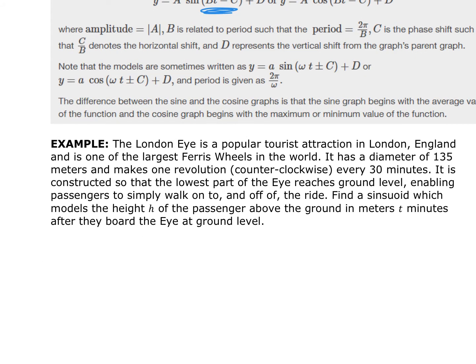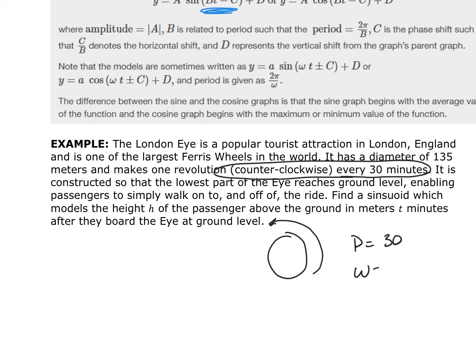So this is going to be a similar type of problem. The London Eye is a popular tourist attraction in London, England, and it is the largest Ferris wheel in the world. It has a diameter of 135 meters and makes one revolution every 30 minutes. So we already got some information here, and we're going counterclockwise. So here's my Ferris wheel, and I'm going to be going in this direction. We know that its period is 30 minutes, which means its omega must be 2 pi divided by 30, or in other words, pi over 15. So boom, got the omega.